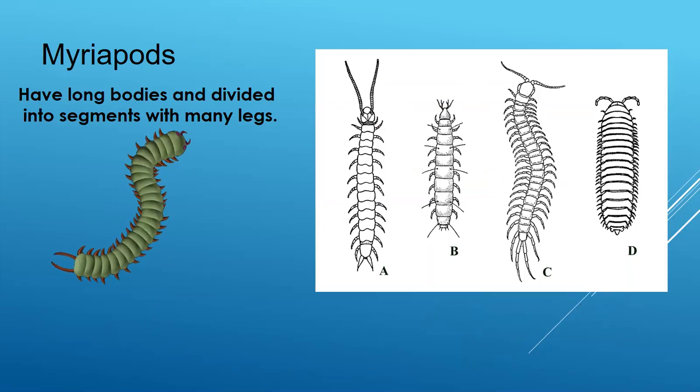Now when we come to myriapods, they have long bodies divided into segments with many legs. When you see the segments, there are many legs you can find. So this is how they are different from other arthropods. So you find many different types of arthropods, A, B, C and D.